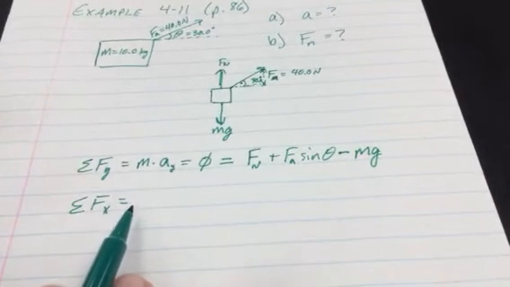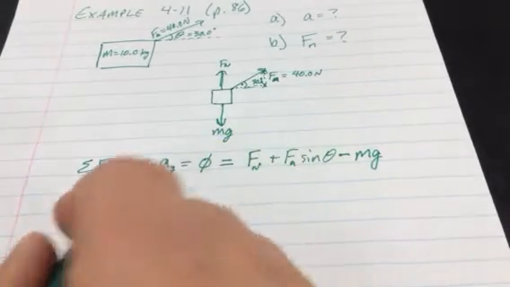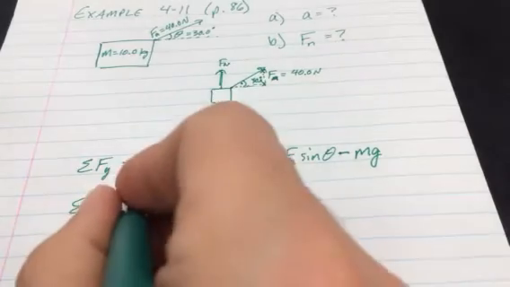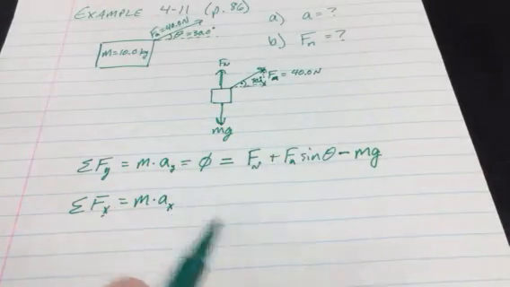Now I'm going to shift my focus to the x direction, to the horizontal direction. All right, again, according to Newton's second law, force is mass times acceleration, this time in the x direction.